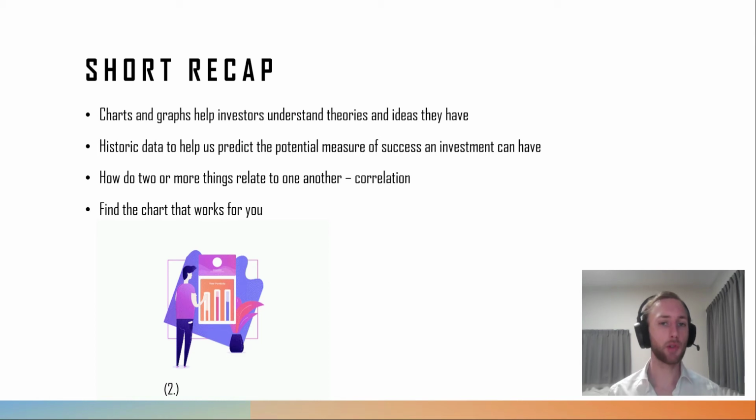Now, they also help us make sense of how two or three things relate to each other through correlation, for example. And an important thing to keep in mind is that not every chart works for every person. So if you're line oriented, bar oriented, or you have a particular way you want your information presented to you, you're a unique individual. So find the charts that work for you.